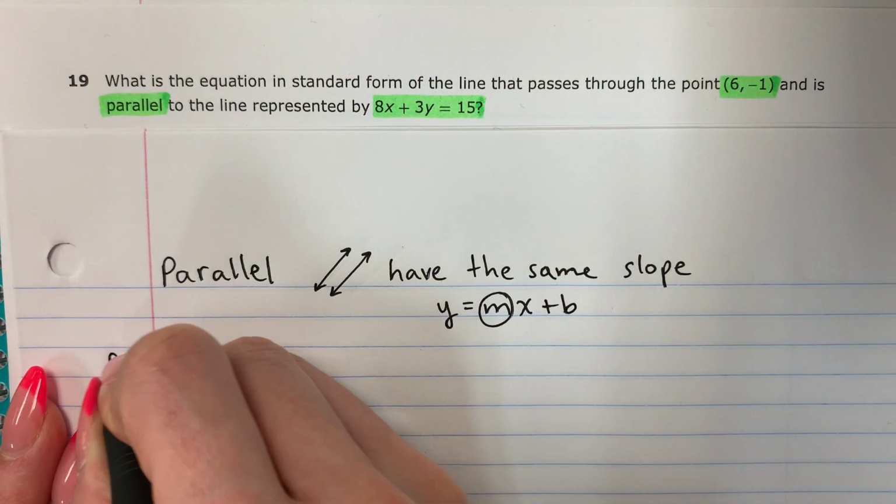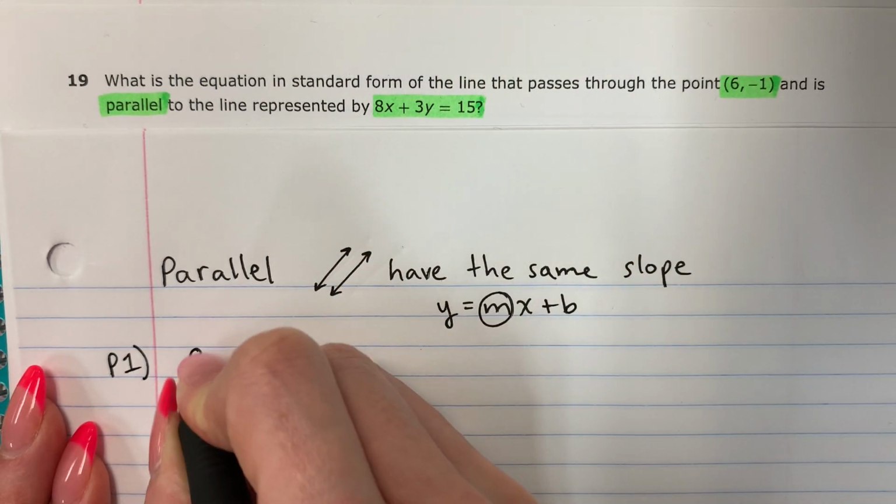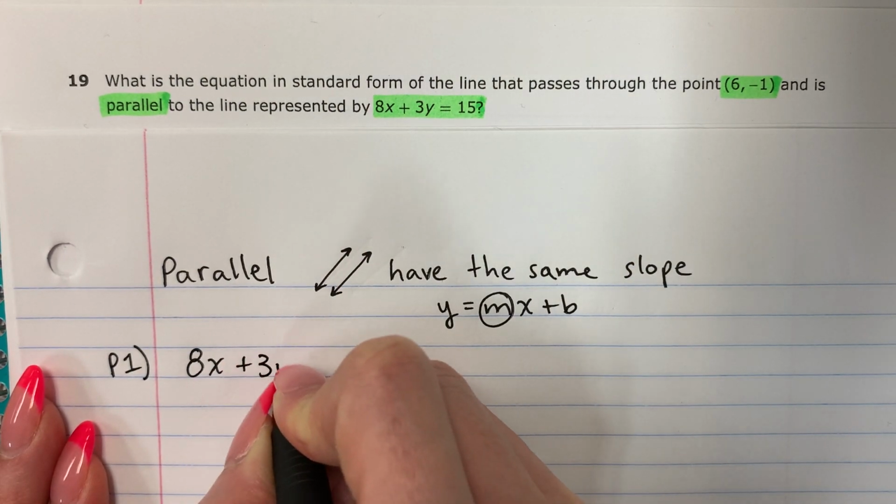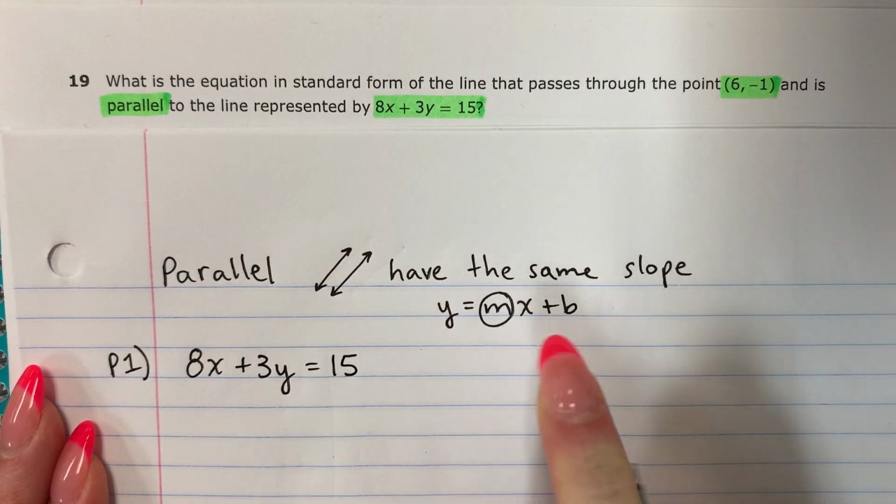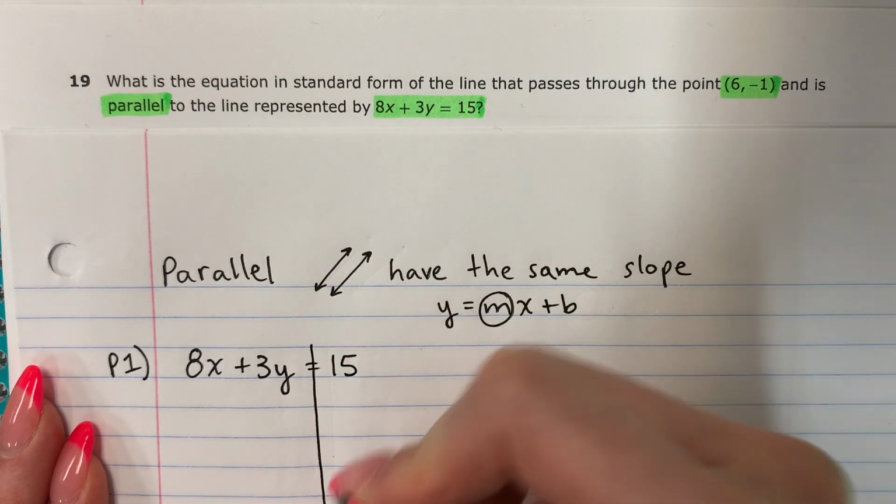So part 1, let's go ahead and change 8x + 3y = 15 into this. So to do that, I need the y alone.